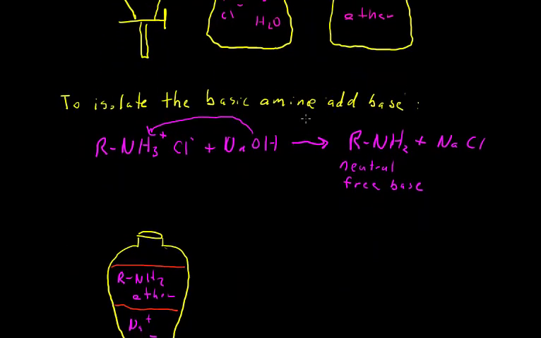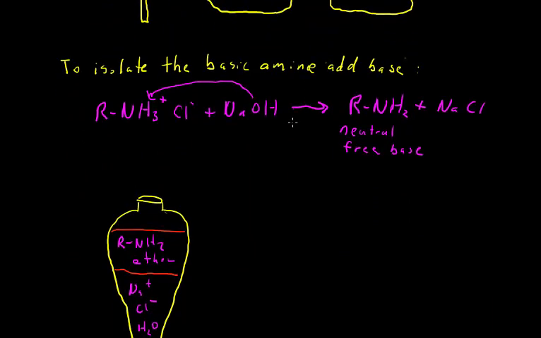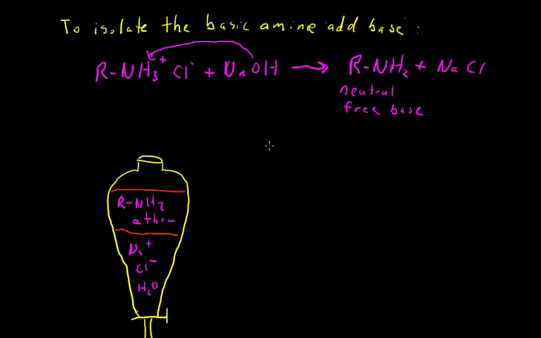So to isolate the basic amine, we add base, and we get a Bronsted acid-base reaction again. So here's our ammonium salt. The sodium hydroxide, of course, gets ionized. The hydroxide ion pulls a proton away from the ammonium ion, regenerating our neutral amine, which is often referred to as a free base, and a salt. So the acid reacts with the base to produce our conjugate base and our neutral free base. So we're going to take that solution and place it back into the separatory funnel.